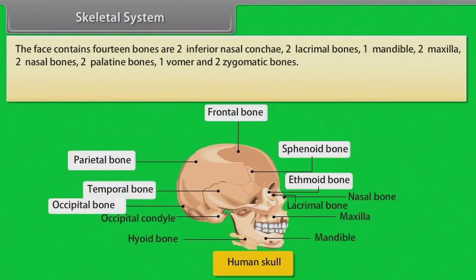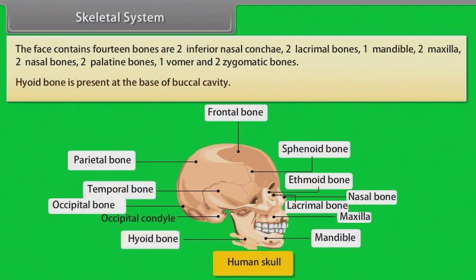The face contains 14 bones: 2 inferior nasal conchae, 2 lacrimal bones, 1 mandible, 2 maxilla, 2 nasal bones, 2 palatine bones, 1 vomer, and 2 zygomatic bones. Hyoid bone is present at the base of the buccal cavity.